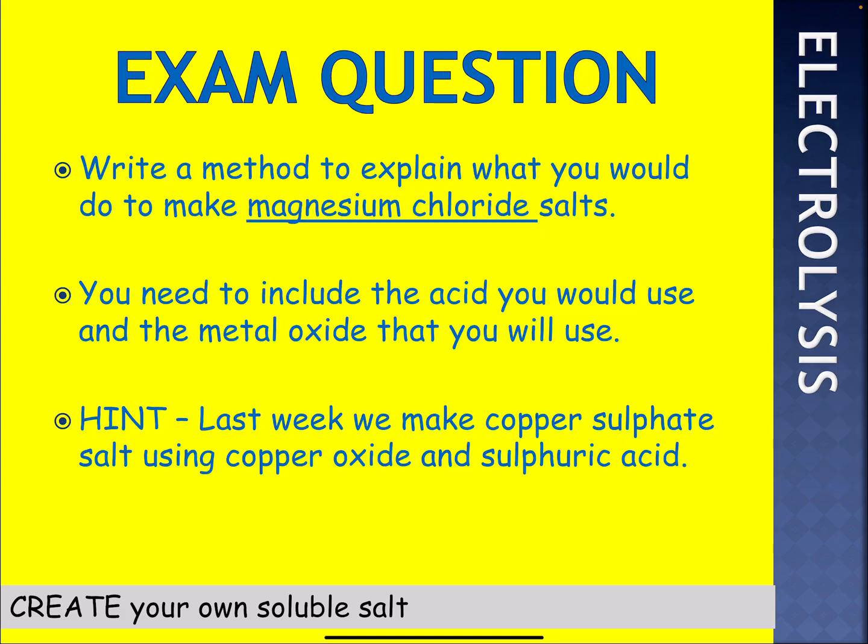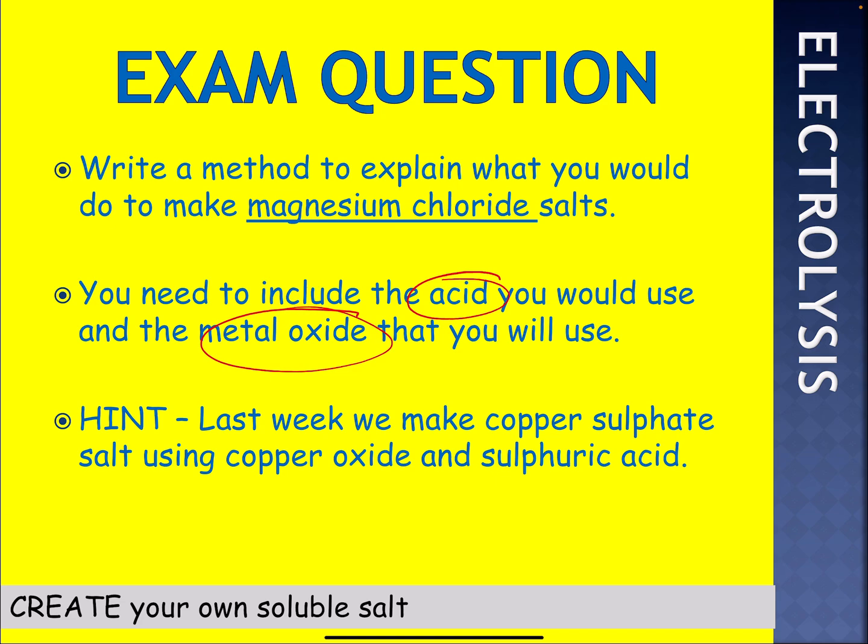So here's a little task for you. Write down a method to explain what you would need to make the salt magnesium chloride. But here's the key. You'll need to include the acid and the metal oxide.